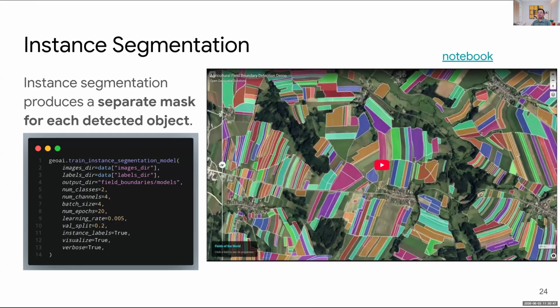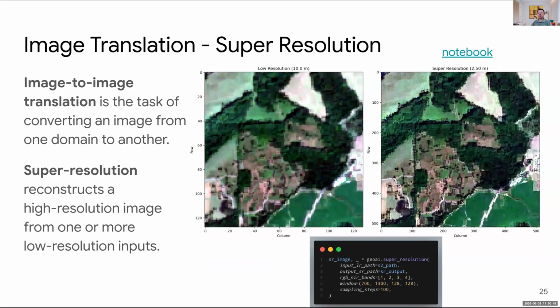And another one is called image translation. Image translation basically is the task of converting one image from one domain to the other. Super resolution is one good example. It basically means you are converting an image from a coarse resolution to a high resolution imagery. Or there are also other cases. For example, you're converting a SAR imagery to RGB or multispectral, or you're converting from multispectral to hyperspectral, or converting from black and white to RGB, something like that.